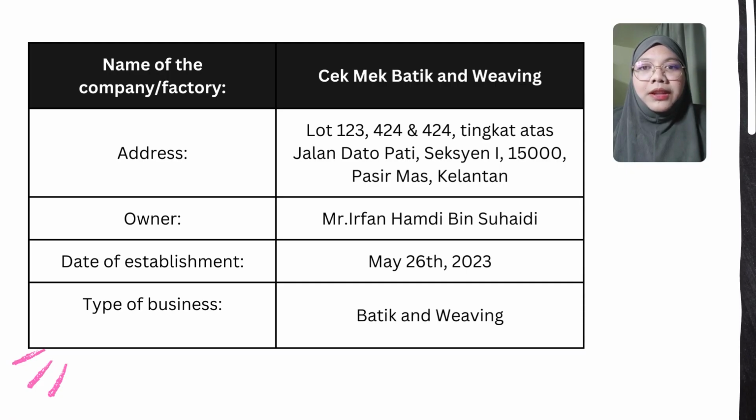Name of our company is Batik and Weaving. Address: Lot 123, 44 and 44, Tingkat Atas, Jalan Dato' Pati, Section 1, 15000 Pasir Mas, Kelantan. Owner: Mr. Irfan Hamdi bin Suhaidi. Date of establishment: 2023. Type of business is batik and weaving.